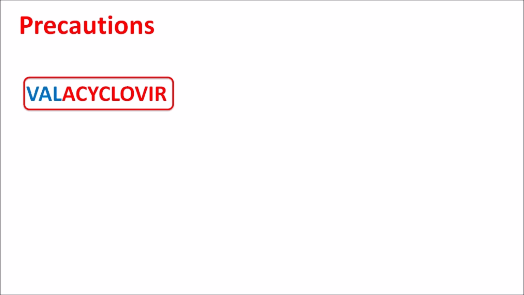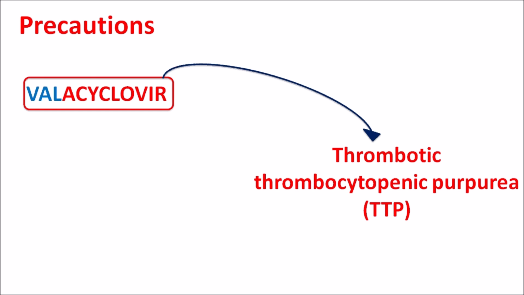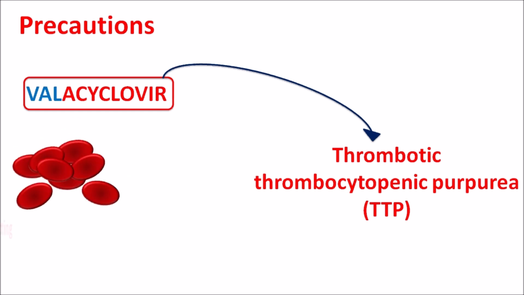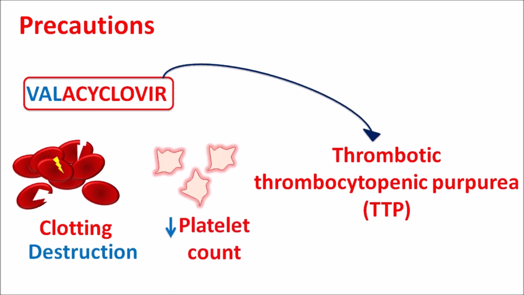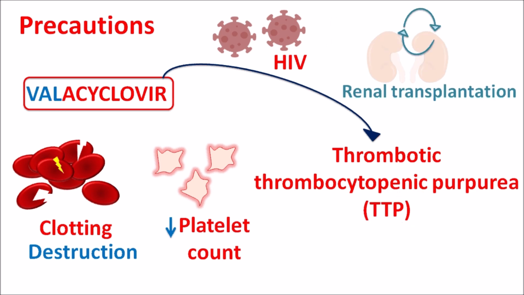What are the precautions? One of the important precautions of Valacyclovir is that this drug can increase the risk of thrombotic thrombocytopenic purpura. In this condition, we can observe increased risk of clotting, even damage to the red blood cells. The platelet count is going to be reduced. All these collectively can produce some thrombotic events. And this risk is more pronounced in the immunocompromised patients such as HIV patients or patients with any recent renal transplantation. In those patients, these thrombotic events are more produced by Valacyclovir.